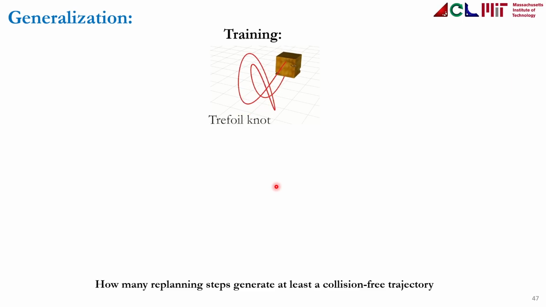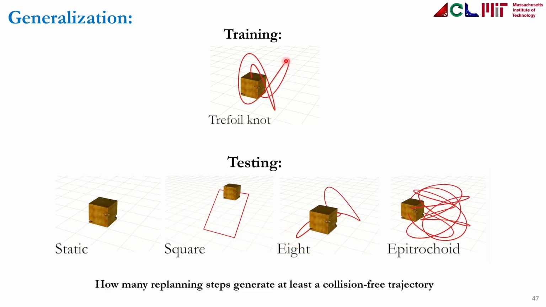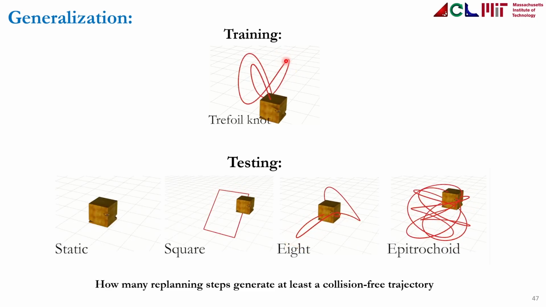Of course, the natural question here is how well this generalizes. As I said in the video before, we trained the policy in an environment where the obstacle was following a trefoil knot trajectory, and we deployed that trained policy in the same environment where the obstacle was following the same trajectory. Of course, the question is what happens if the obstacle is following different trajectories.